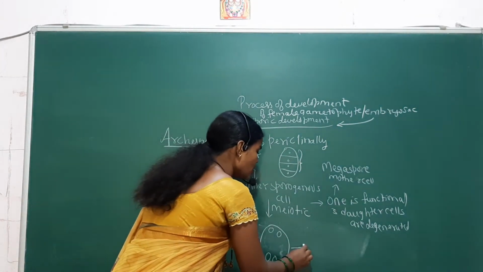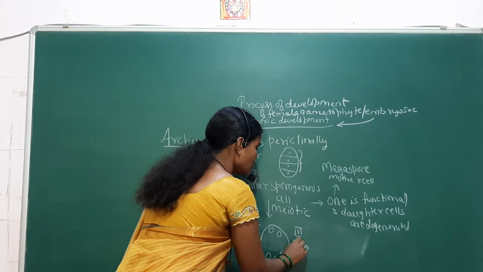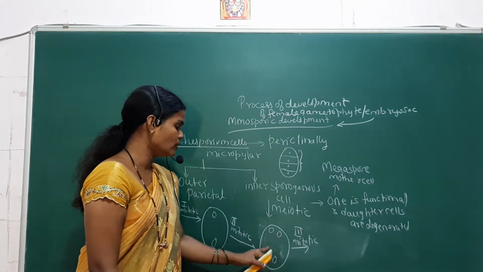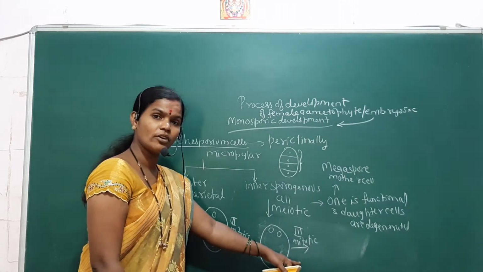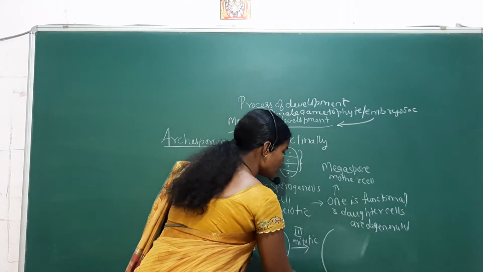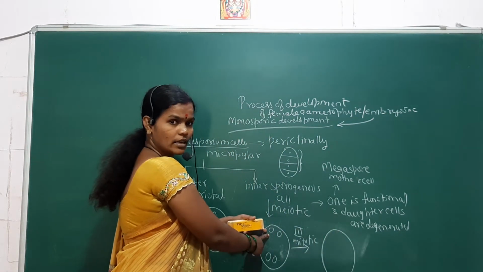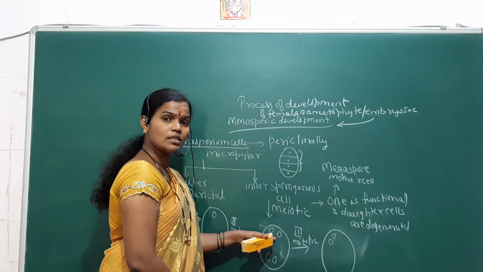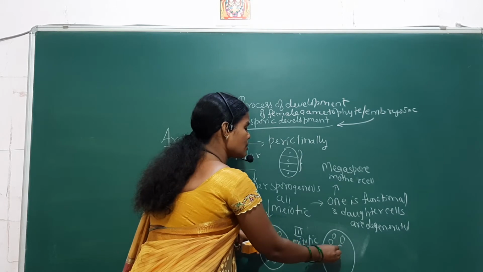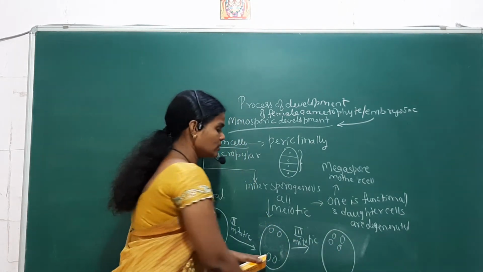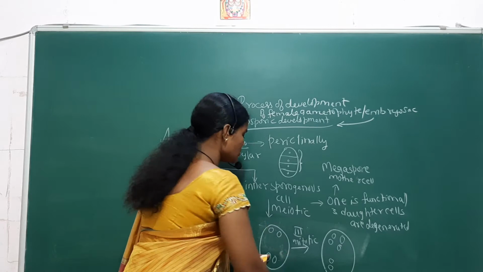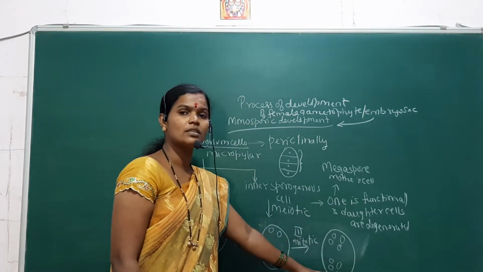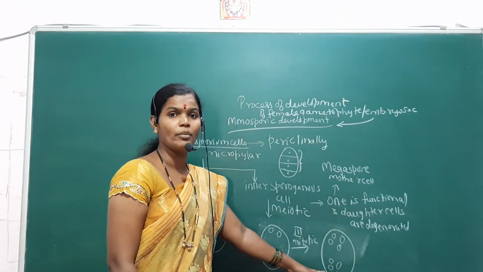Then these individual 4 daughter cells once again undergo a third mitotic cell division. How many cells are produced? From this single cell, 2 daughter cells are produced. From the second, 2 daughter cells. From the third one, 2 daughter cells, and from the fourth one, 2 daughter cells are produced here. So totally how many daughter cells? 8 daughter cells.